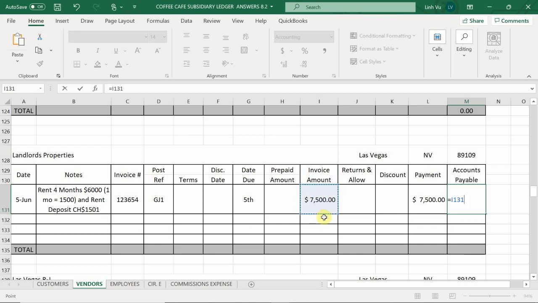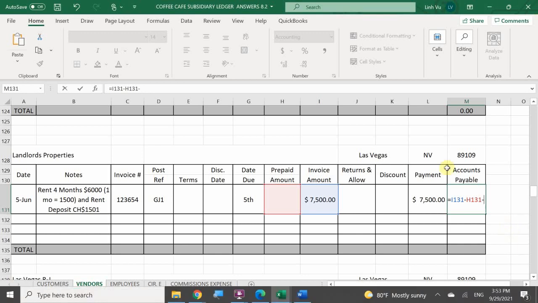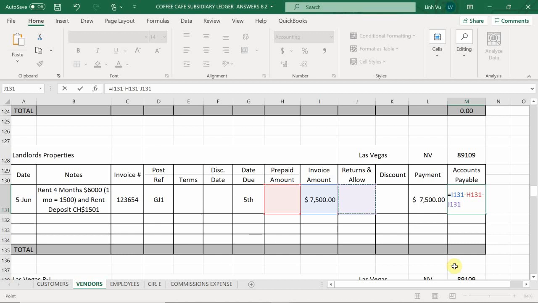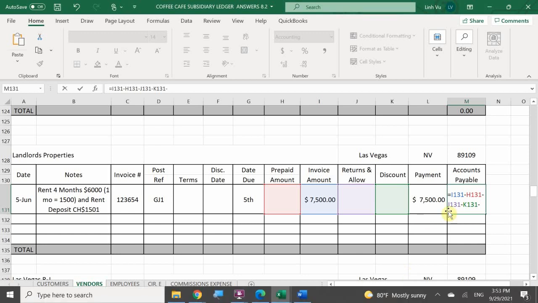If you made an advanced payment to them prior to the bill that you received, that will decrease your invoice. If you had an invoice return or an allowance, that would also decrease the amount that you owe. And of course, a discount will also decrease the amount that you owe. And then ultimately, a payment will 100% decrease the amount that you owe.